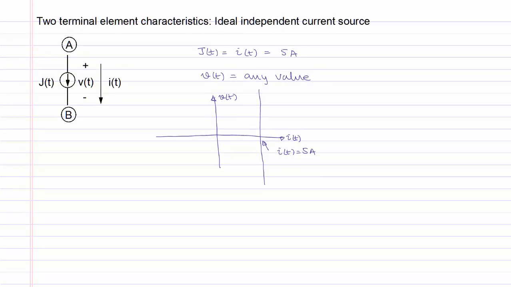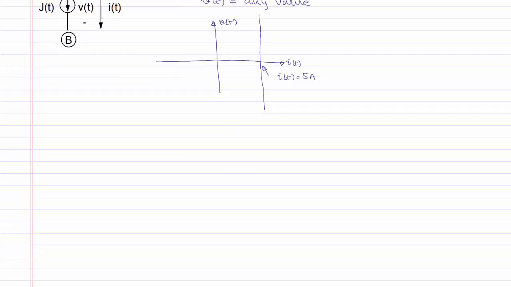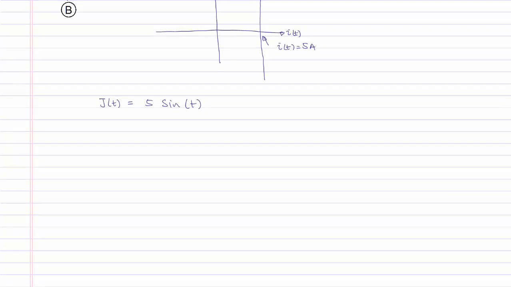Next, we will look at an example of an AC current source where the value of J of t changes with time, for example, is equal to 5 sine of t. For t equal to n pi, where n is an integer, the value of the source will be equal to 0. For t equal to 2n pi plus pi by 4, the value of the source will be approximately equal to plus 3.5 amperes.